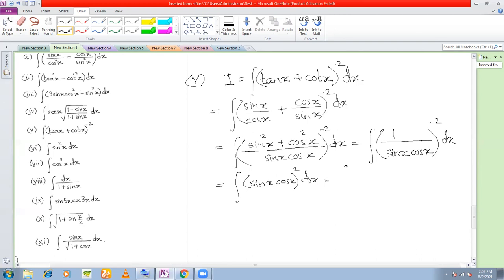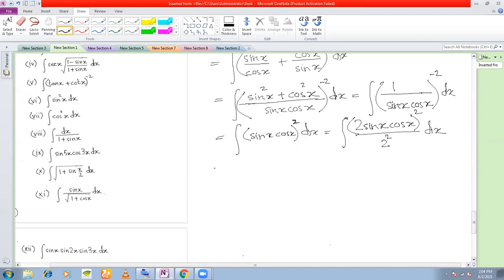now what you can do here is, see there's a square here. So if I want to insert a 2 within, that means I will have to divide this by, suppose I write sin x cos x whole square as 2 sin x cos x whole square. I've inserted a 2 within this. That means I will have to divide by 2 square. Is this step clear? One by 2 square you take out. 2 sin x cos x is sin square 2x dx.